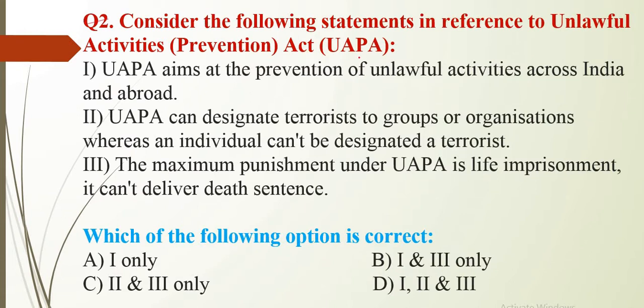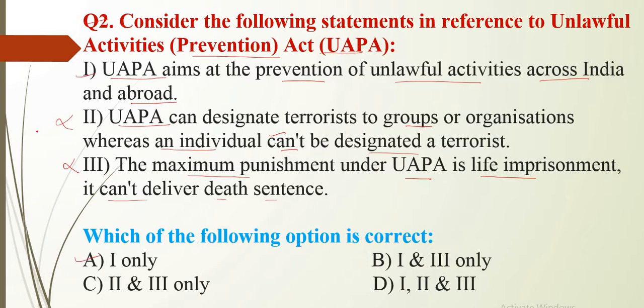Now question number 2 is regarding the UAPA, which means Unlawful Activities Prevention Act. First, UAPA aims at the prevention of unlawful activities across India and abroad. Second, UAPA can designate terrorists to an organization or group, whereas an individual cannot be designated as a terrorist. Third, the maximum punishment under UAPA is life imprisonment, and it cannot deliver a death sentence. So here, second and third are incorrect. First is correct, hence the answer will be A.